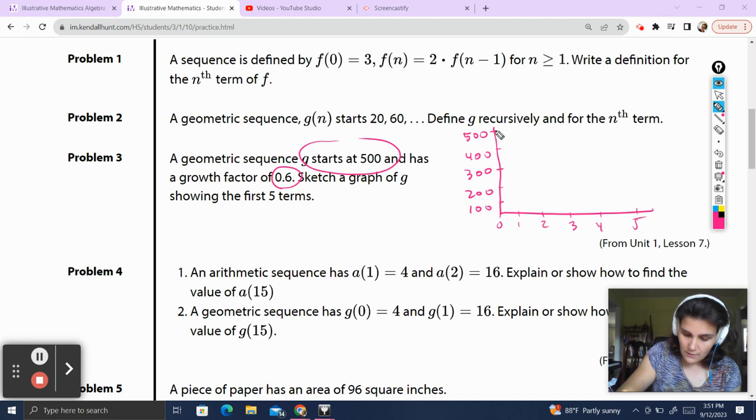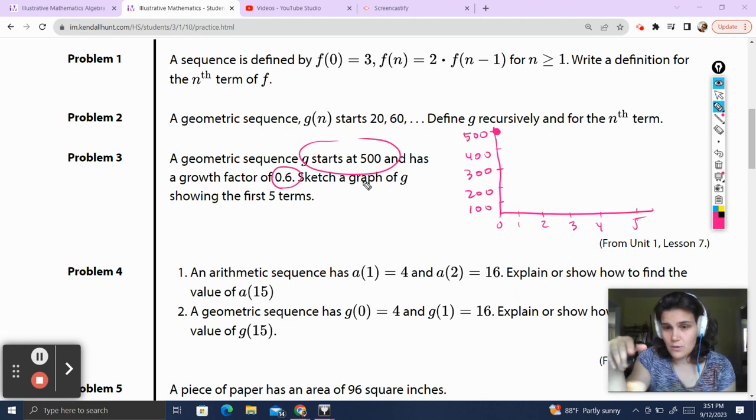So I start at 500. My initial term is 500. My next term is going to be 500 times 0.6. Now, because I'm sketching, instead of using a calculator, I could do 500 times 0.6 in my handy dandy calculator, but 0.6 is a little more than half. So a little more than half for my next term is going to be a little above 250. And a little more than half of 250 is going to be 130 something or 120 something. That's going to go right about there. And a little more than half than that is going to go right about over there. And a little more than half than this is going to go right about over there.